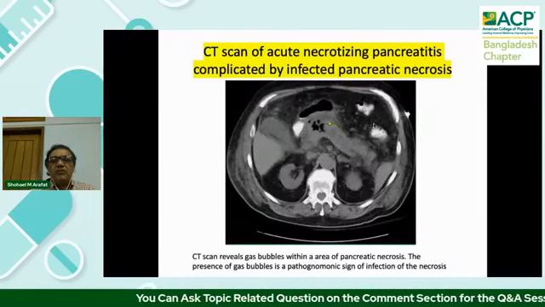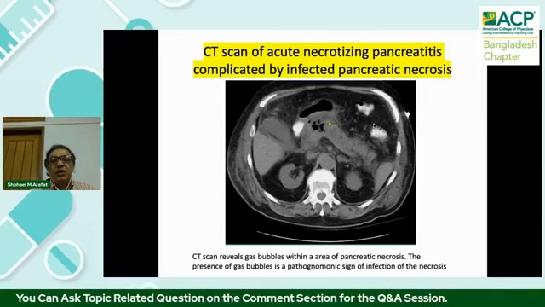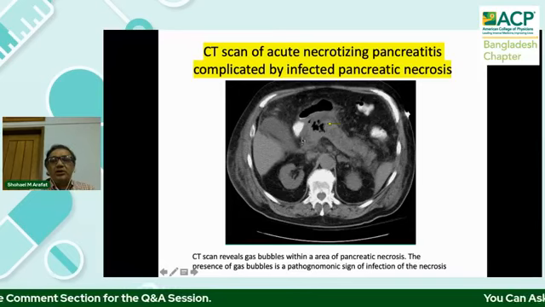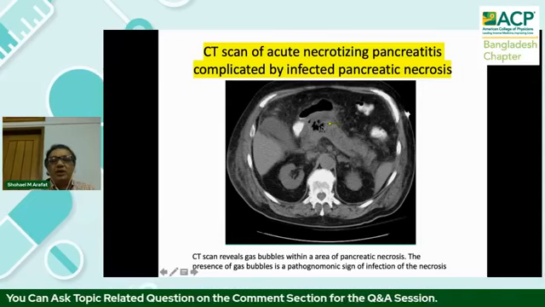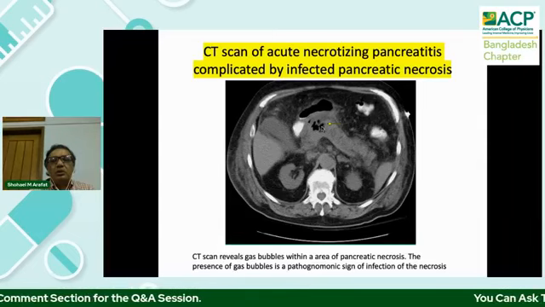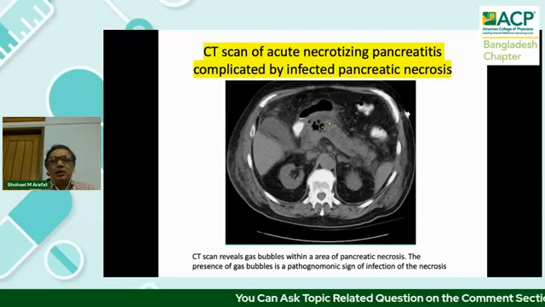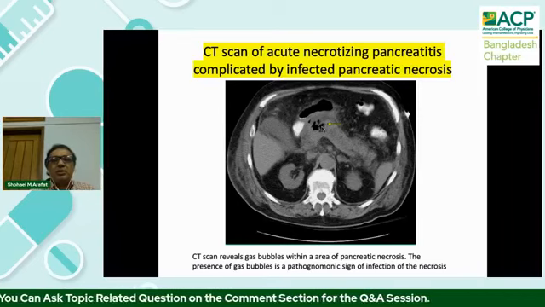But if we go further, sometimes this may be infected, and there is non-homogeneous appearance there. The pancreas is swollen, and in between there are some gas bubbles. These gas bubbles give rise to the appearance of a pancreatic abscess. So this is an important clue which the CT scan of the abdomen can give us to see the complication in non-recovering or deteriorating acute pancreatitis patients whose symptoms are not improving with conventional management.